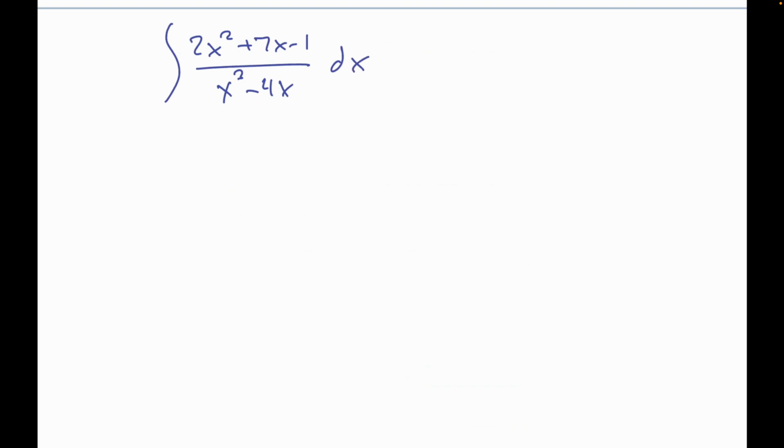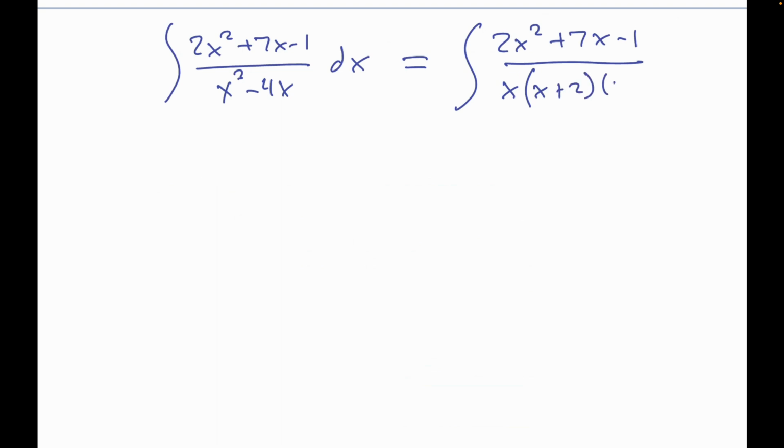Okay, so again we have a rational function. On top we have a polynomial, on bottom we have a polynomial. We have no other tools to be able to deal with this. However, the only time we can use partial fractions is if the bottom is written as factors. So let's factor out that bottom. We'll pull the x out to the front. We have x squared minus 4, which is a difference of squares. So that will be x plus 2 and x minus 2 dx.